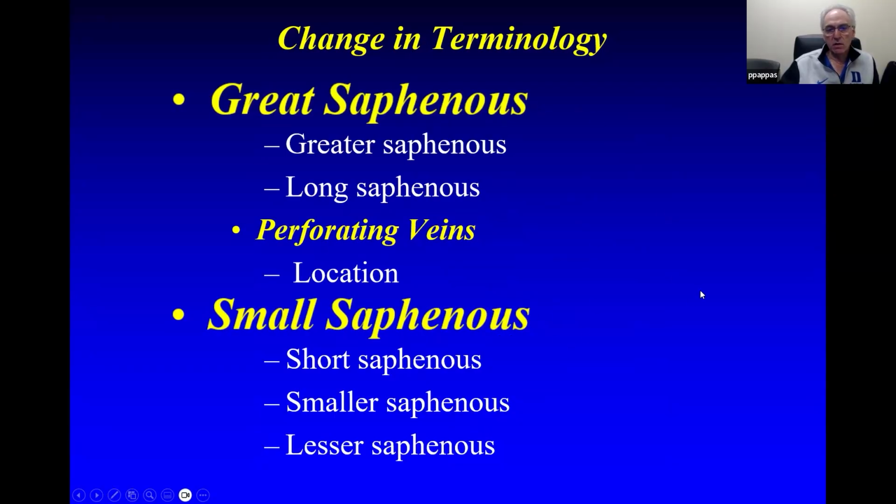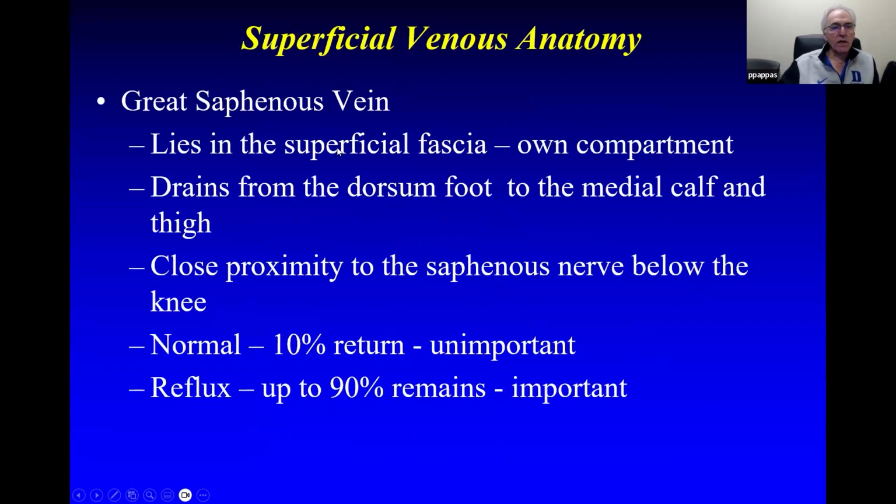So great and small. The great saphenous vein lies in its own fascia, right? As does the anterior saphenous vein. It drains from the dorsum of the foot, medial calf and thigh, and the saphenous nerve is very close from the ankle to the mid portion of the calf. It's only about 10% of the return of the venous system, but yet when it refluxes, it can cause symptoms.